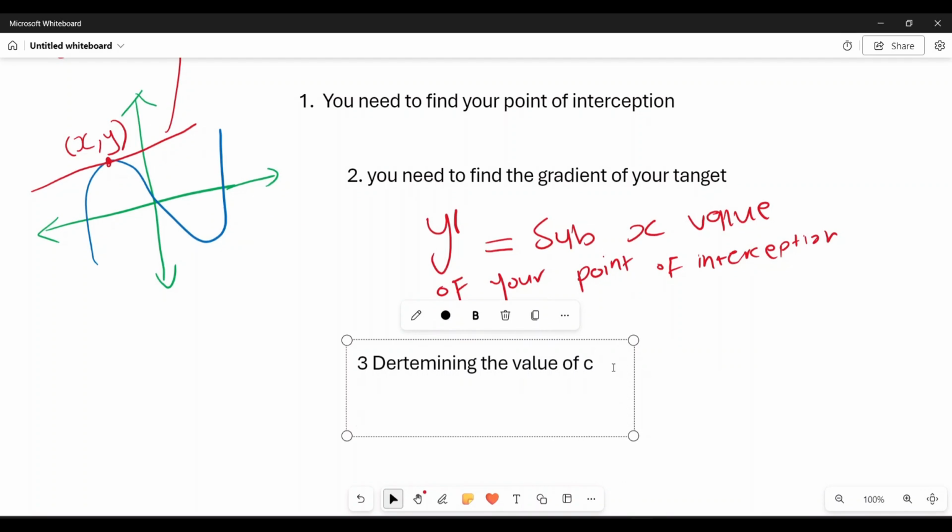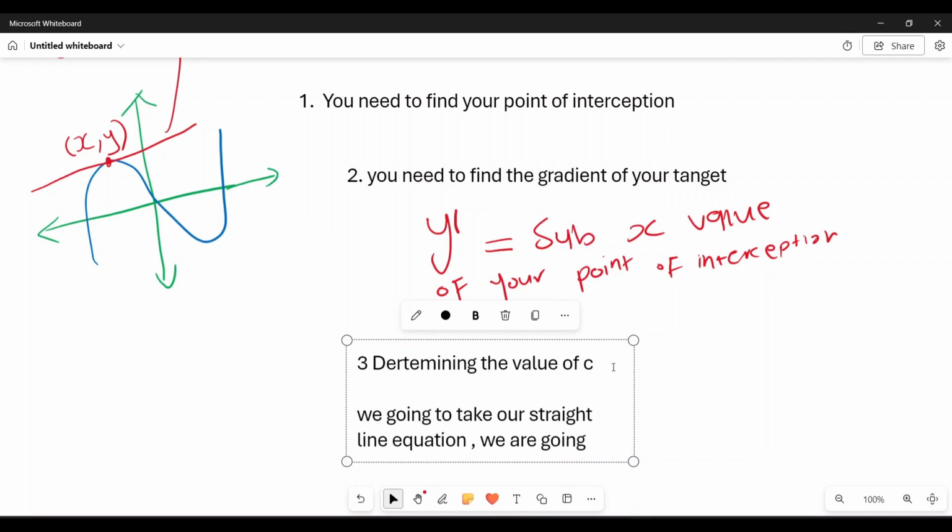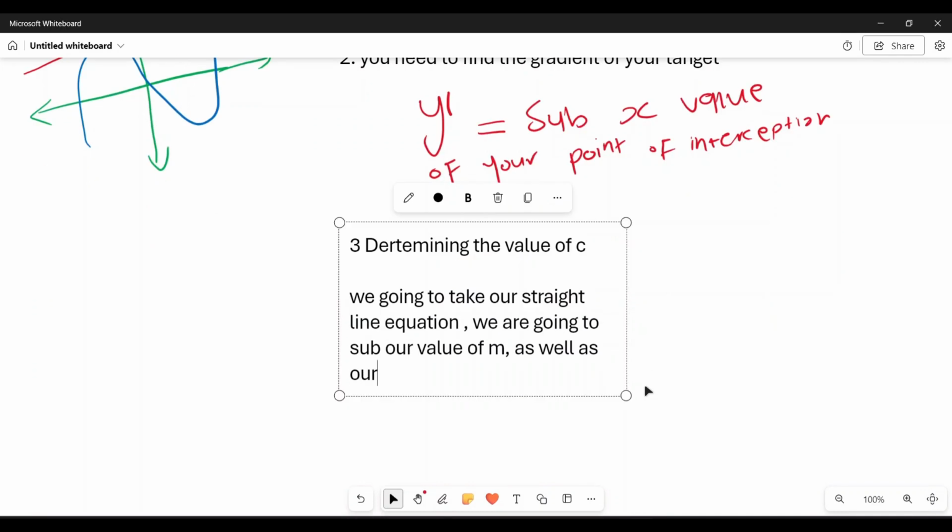So we are going to take our straight line equation, and from there we're going to substitute our value of m as well as our point of interception.